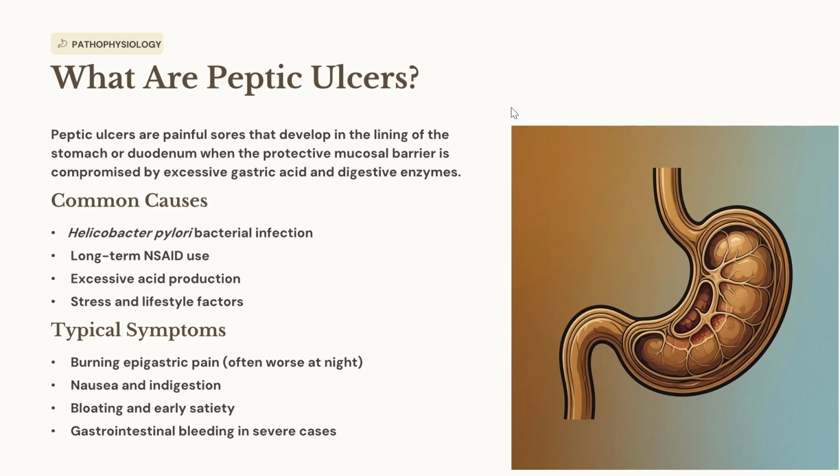Typical symptoms of ulcers include burning epigastric pain, which is often worse at night. Nausea, indigestion and bloating are some other typical symptoms of peptic ulcers. While in severe cases, there may be chances of gastrointestinal bleeding.